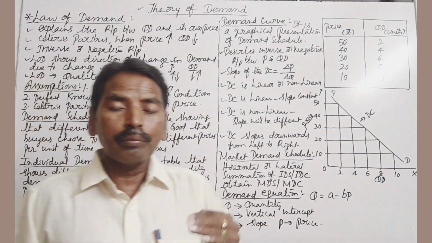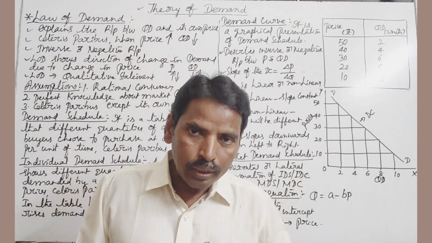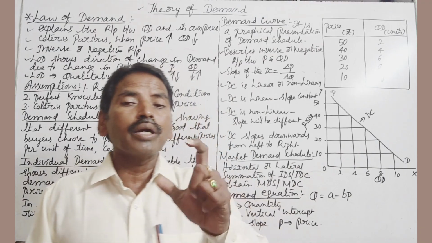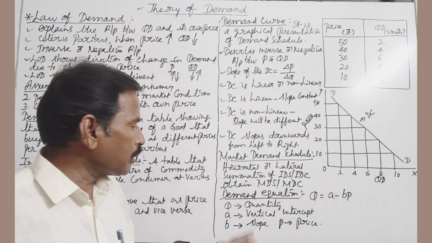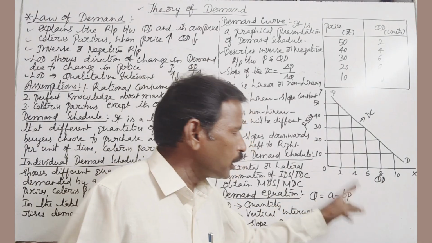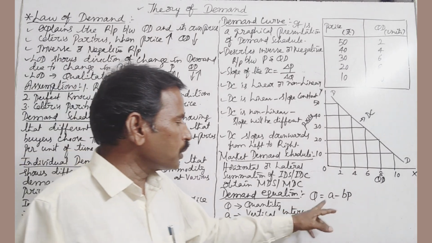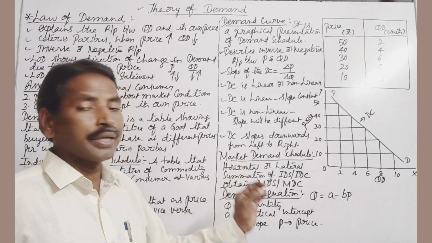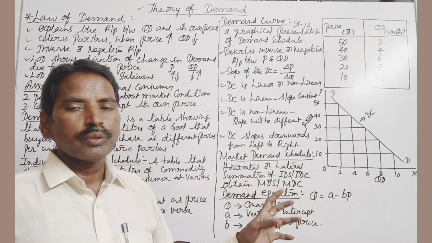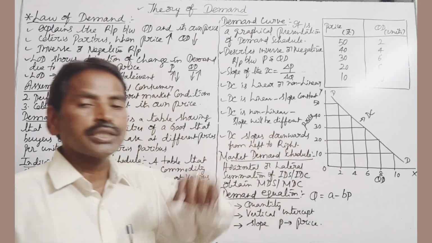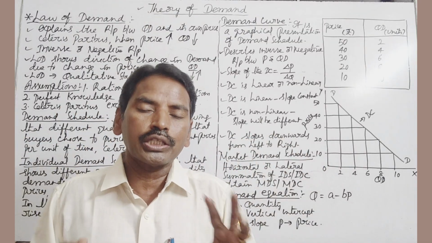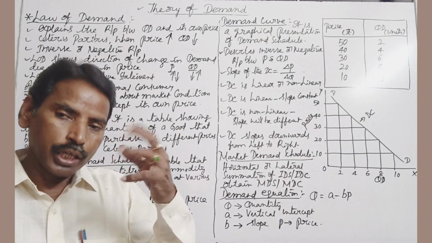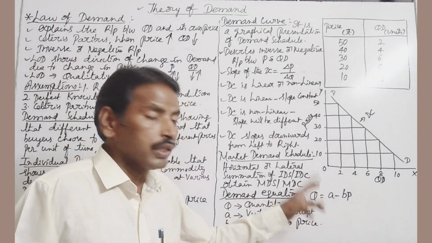Next, law of demand can be explained with the help of demand schedule, with the help of demand curve. It can also be explained with the help of demand equation. So what is demand equation? Q = A - BP. Q means quantity demanded, A means vertical intercept, B means slope, P means price. Minus indicates the inverse or negative relationship between price and quantity demanded. So law of demand can be explained with the help of demand equation also.